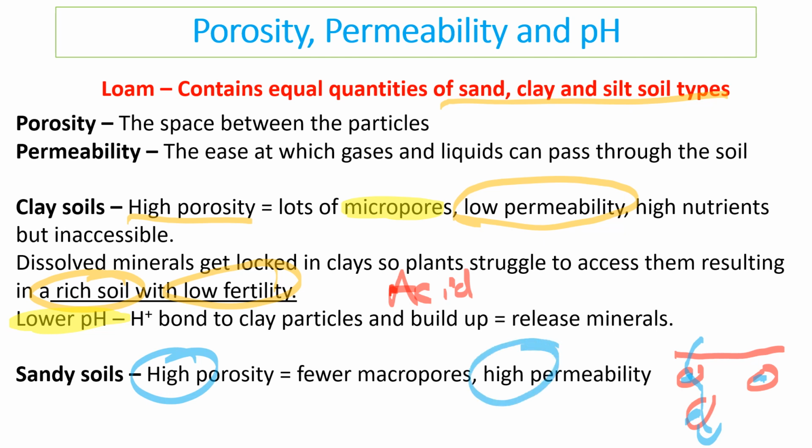So you need to be able to explain why both of them have high porosities, because clays have lots of micropores, sand has fewer macropores, but that means bigger. Macro means big, micro means smaller. But the permeability of clay is low because the water movement isn't possible through the micropores, but it's high in sandy soils because the movement of water is easier through macropores.